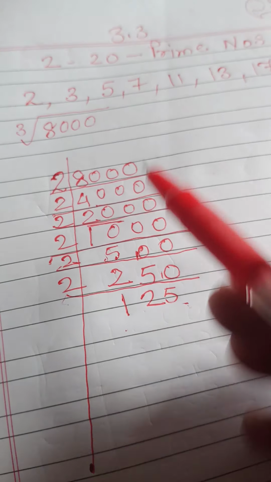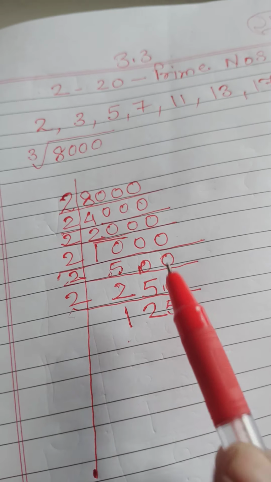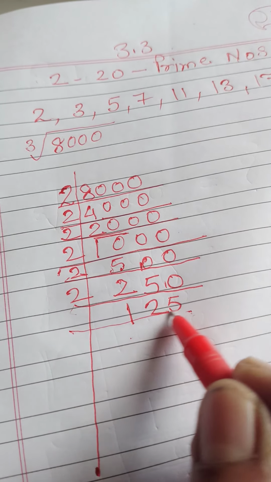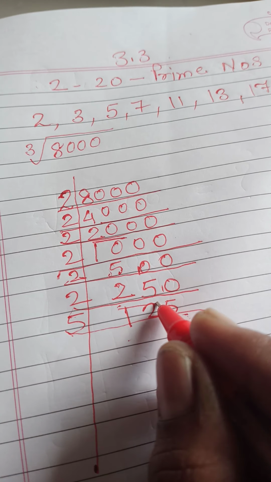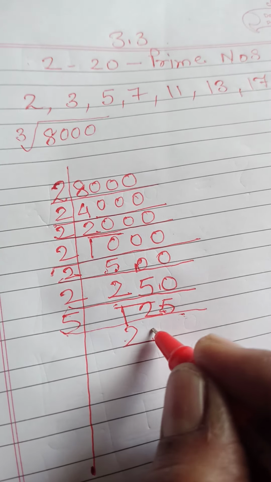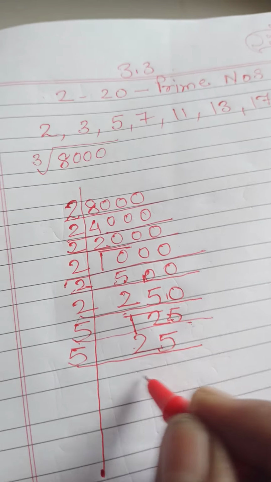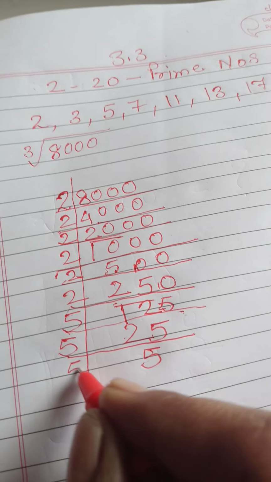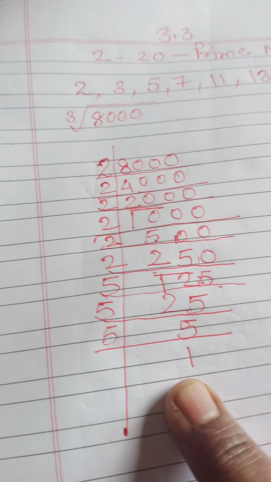This 125 is not divisible by 3 also, if you know the divisibility test. So the next number will be 5. So we can take 5 for divisibility here. Here 5 2s are 10, so here I'll have 12. So 5 2s are 10, and the remaining 2 will come here. So 5 5s are 25. So I have the number 25 over here. 5 5s are 25 and 5 1s are 5. So finally I have 1 over here. So here your division completes.